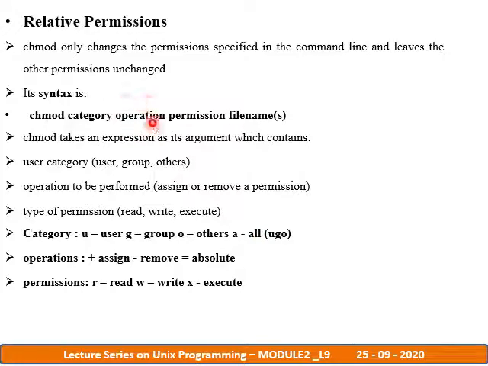Then the operation needs to be performed, whether you want to assign the permission or remove the permission. For that, the plus sign is used for assignment, the minus sign for removal, and for absolute permission you are going to use equal to. Then the third one is permission, that is R for read, W for write, and X for execute.